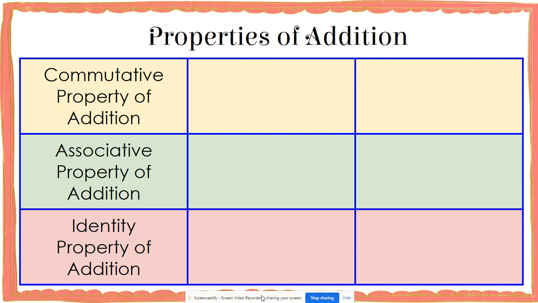We are going to use properties to generate equivalent expressions. To be able to do this, we must first understand what the properties say. We're going to look at addition properties first, followed by multiplication. So the first property of addition is the commutative property of addition. The commutative property of addition tells us that we can add numbers in any order and get the same answer.